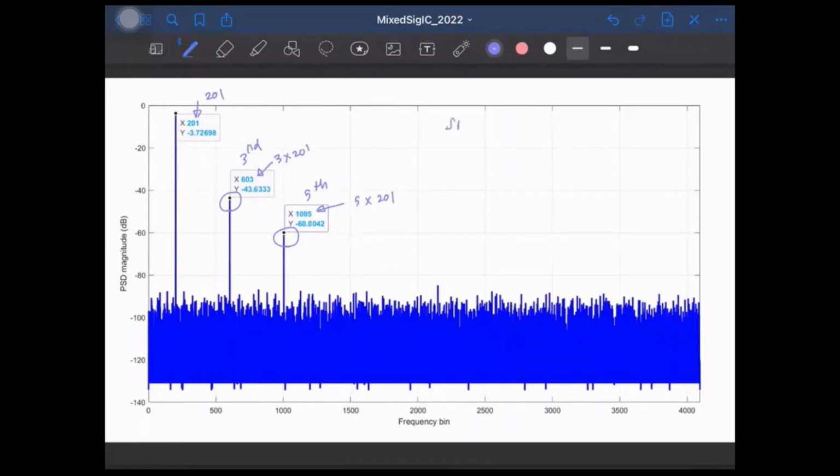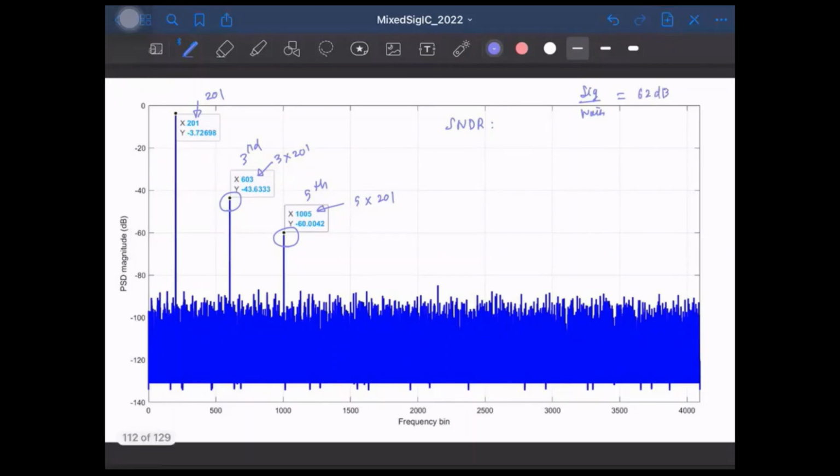So what is the SNDR for this? I suggest you pause the video and try to quickly estimate the SNDR from this spectrum. How do you do it? Before, we saw that for the same ADC, if we do not include these distortion harmonics, the sum of the noise power was such that the ratio of the signal to this noise power was around 62 dB.